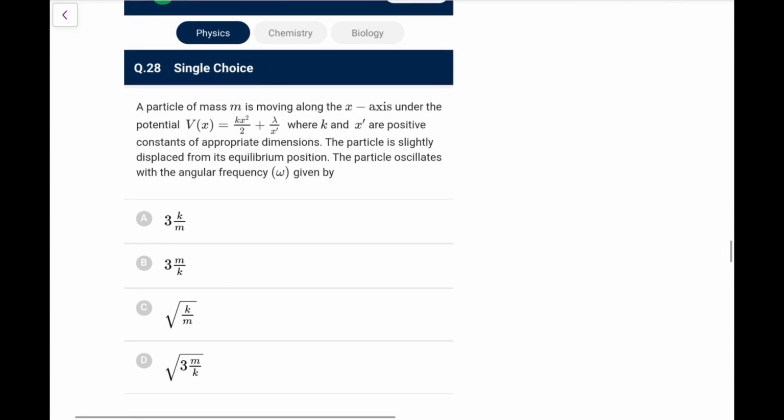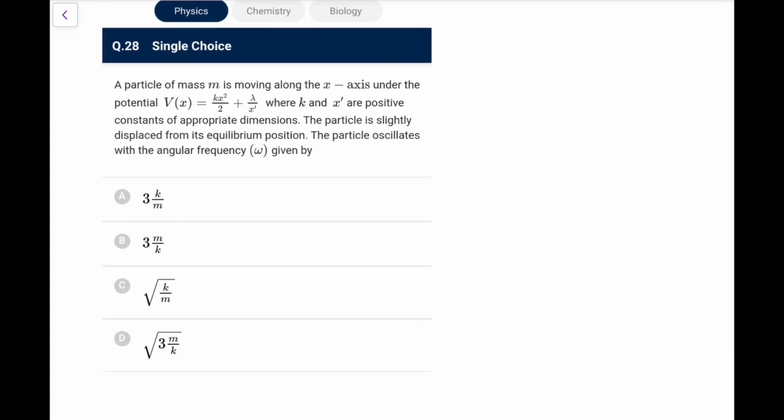Next, a particle of mass m is moving along the x-axis under the potential this, where k and x dash are positive constants of appropriate dimensions.